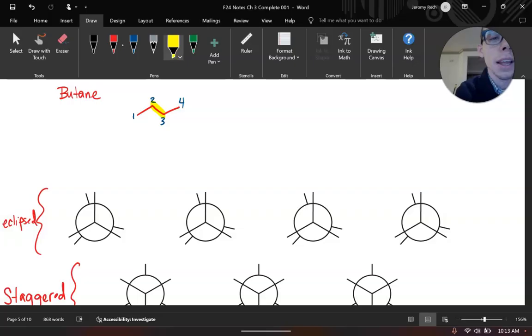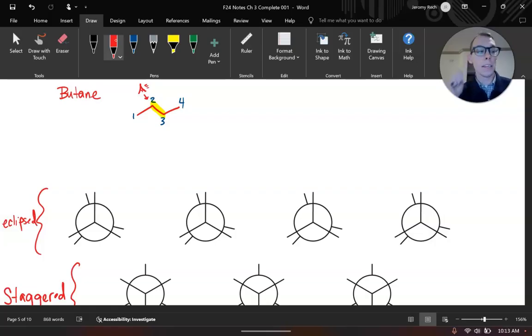So in a conformation, we're going to have our eyeball, and the 3 lines there are my eyelashes. And we're going to be looking along this carbon 2, carbon 3 bond, and we're going to be drawing all of the different possibilities for our rotations as we rotate that 2 and 3 bond to all the different sides.